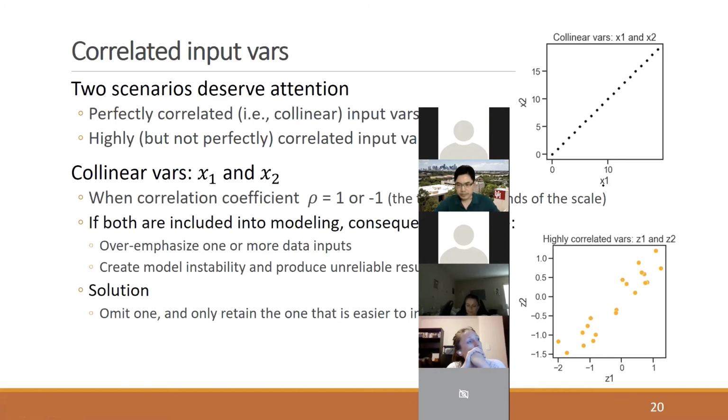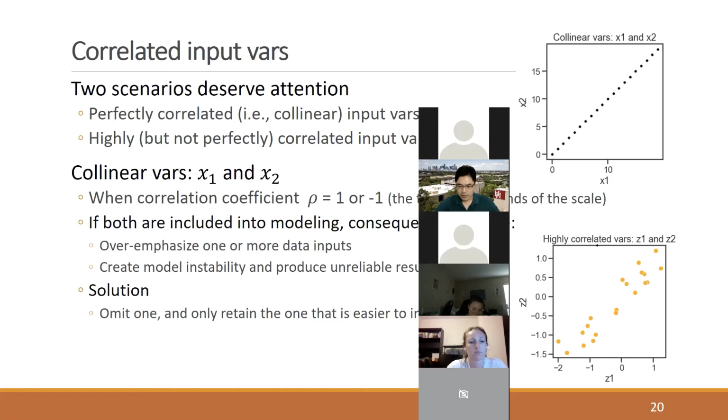So what to do? Perfectly collinear input variables should not be included together in the model. So choose one of them. Computationally, it doesn't matter which one you choose, but ultimately we need to explain the results. We need to understand the result. So choose the one that is better to interpret and makes more business sense, and remove the other one if you are sure that the correlation is one or perfect.